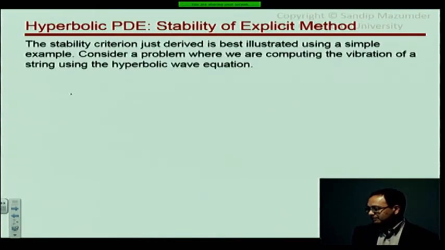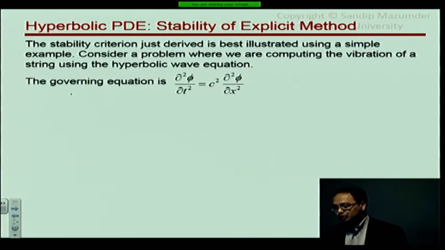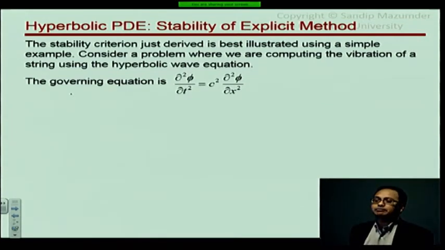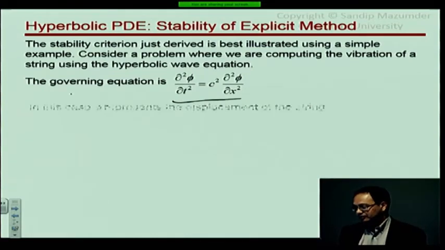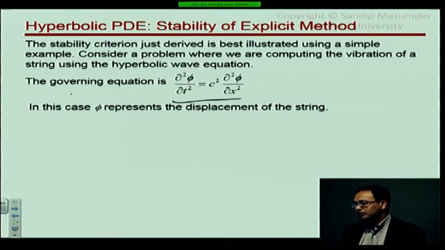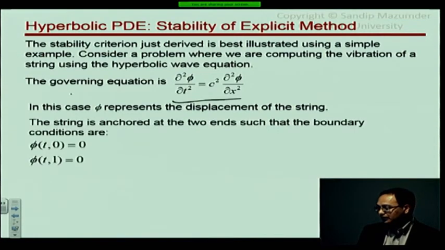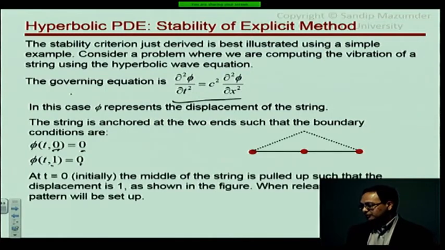So the stability criterion is best illustrated, I'm saying here, using a simple example. I'll show you a numerical example in a bit, but this is just a simple back of the envelope type of calculation. Okay, so we are going to solve this governing equation, one dimensional, and we are going to apply it to the displacement of a string. Okay, so the string is anchored at the two ends. You can see 0 and 1 both have displacement of 0. So it kind of looks like that.